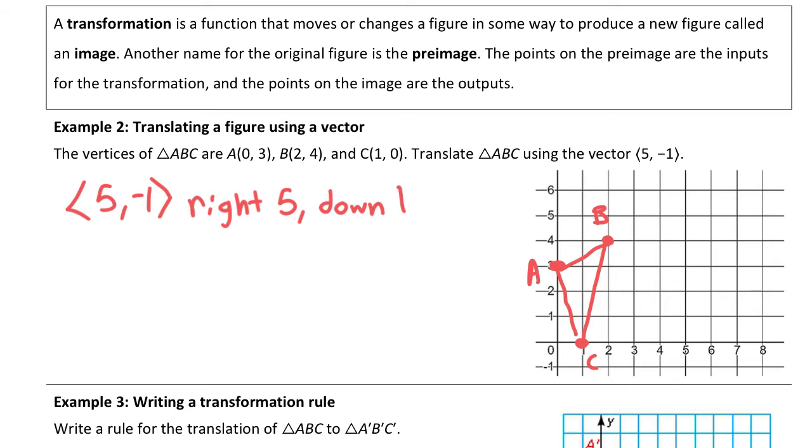For point A, right 5 would be 1, 2, 3, 4, 5, down 1. Our new A would be right here. And I use A with an apostrophe. We call that A prime. That is our image of A. Our image of B, right 1, 2, 3, 4, 5, down 1. That's the image of B. C, right 1, 2, 3, 4, 5, down 1. That's the image of C. So my image is in blue. I went right 5 and down 1. So it's being able to read that component form to find the image from the preimage.